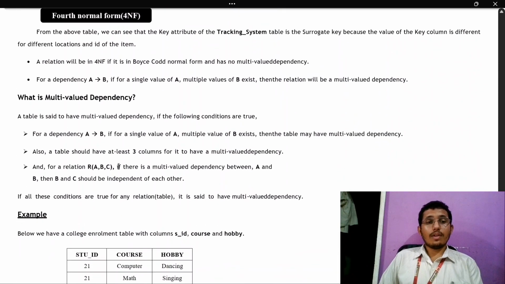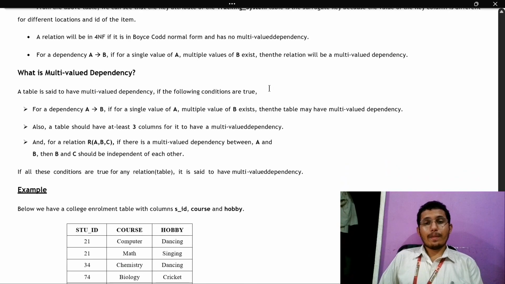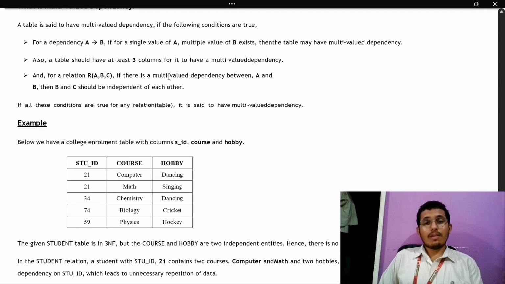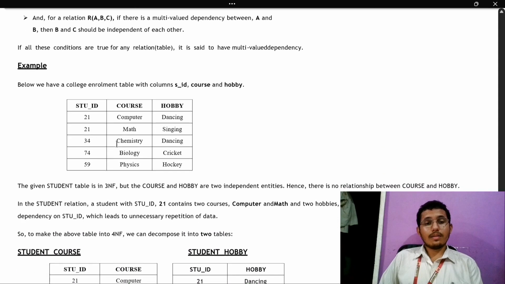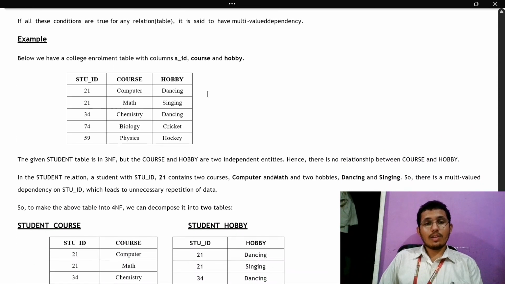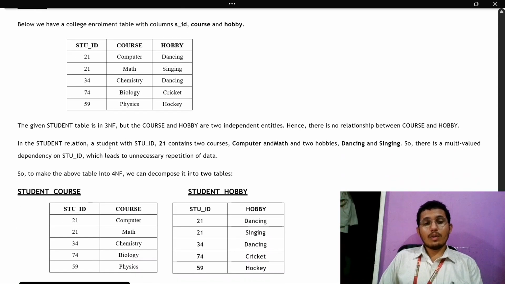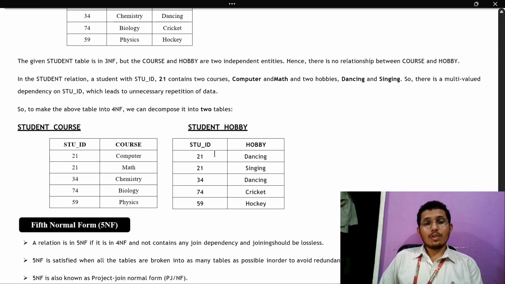The next one is 4NF. To be a table in 4NF, it should be in BCNF and have no multi-valued dependency. For a dependency A to B, for a single value of A, multiple values of B exist. The relation will then have a multi-valued dependency. What is a multi-valued dependency? For a single value of A, multiple values of B exist. Here, for a single value of ID 21, there are multiple values of hobby. So we divide it: ID and course into one table, ID and hobby into another. Now it is in 4NF.